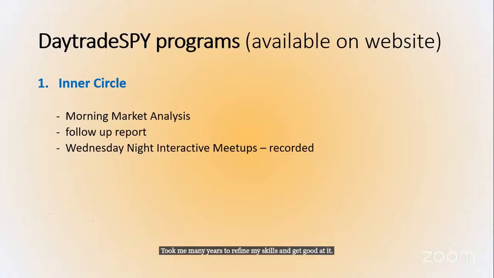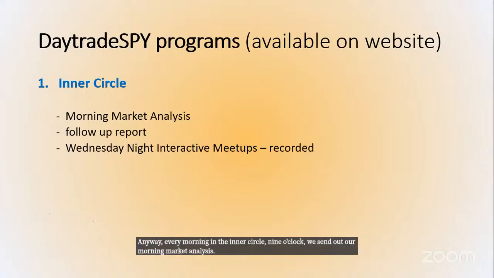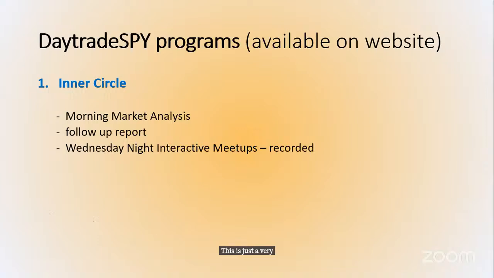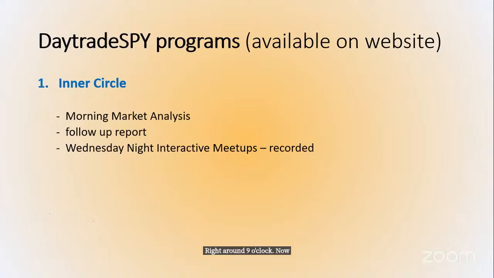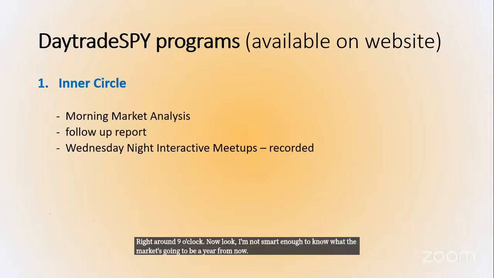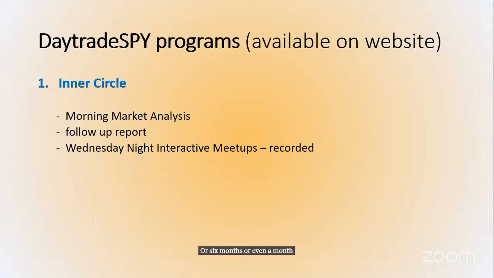Anyway, every morning in the inner circle, 9 o'clock, we send out our morning market analysis. This is just a very brief synopsis as to the way I see the market in the morning, right around 9 o'clock. Now, look, I'm not smart enough to know what the market's going to be a year from now, or 6 months, or even a month from now, or even a week from now. Frankly, I have no idea. And I don't think anybody does.